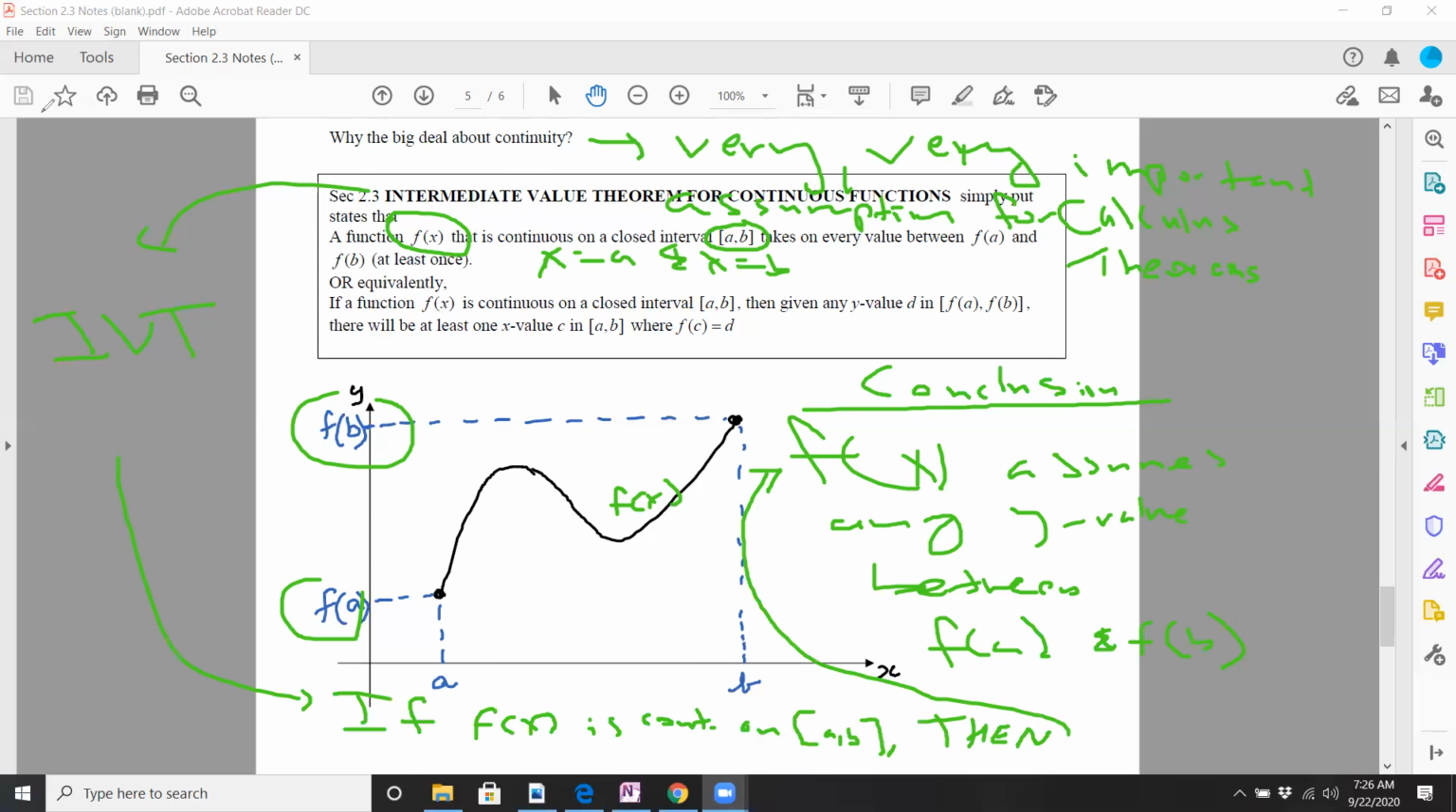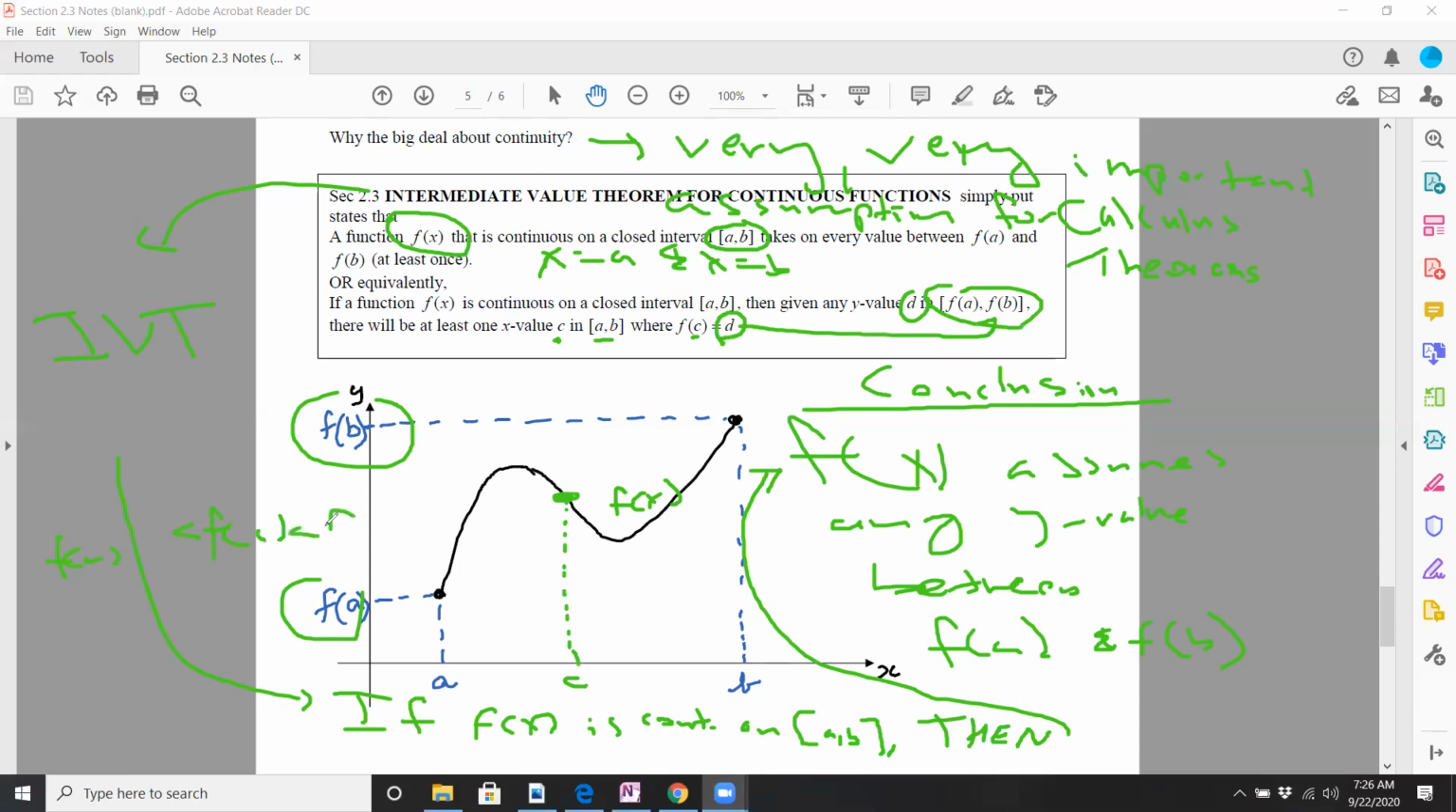Here's another way of looking at it. If it's continuous on a closed interval, then any given y value, which we call d, in this, there'll be at least one occurrence where if c is in between a and b, then the y value of x equals c equals d, which obviously is in between these two y values. So if I had like x equals c here, wherever this y value is, f of c is in between f of a and f of b.